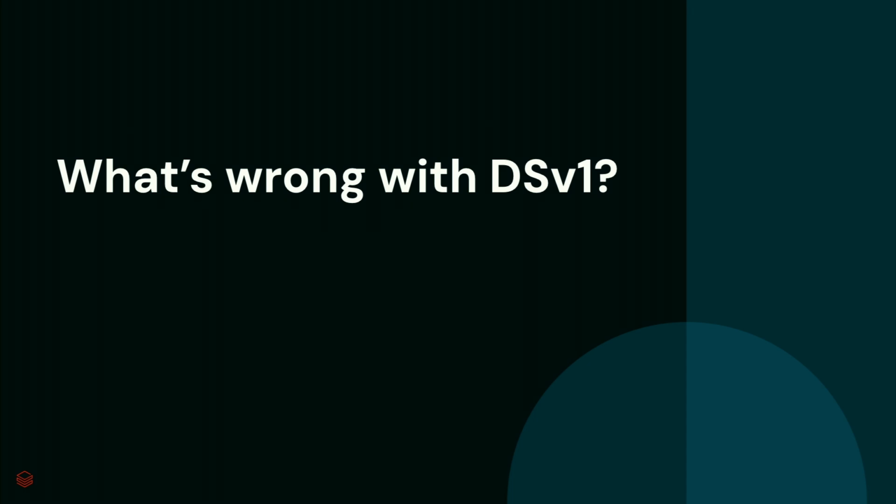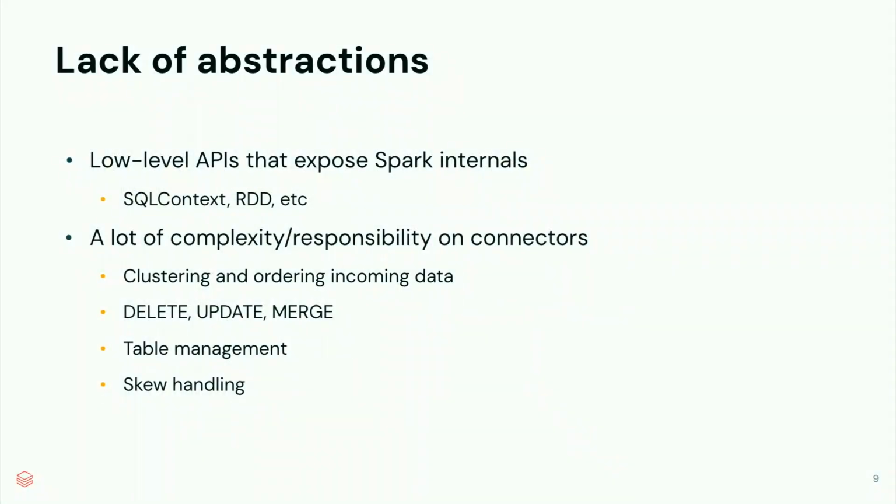So what's wrong with DSv1? Why did the community decide to rethink how connectors should integrate with Spark? In my view, the biggest problem with DSv1 is the lack of abstractions. In order to create a DSv1 connector, you have to work with very low-level APIs and depend on Spark internals. Essentially, it pushes a lot of complexity into the connector itself.